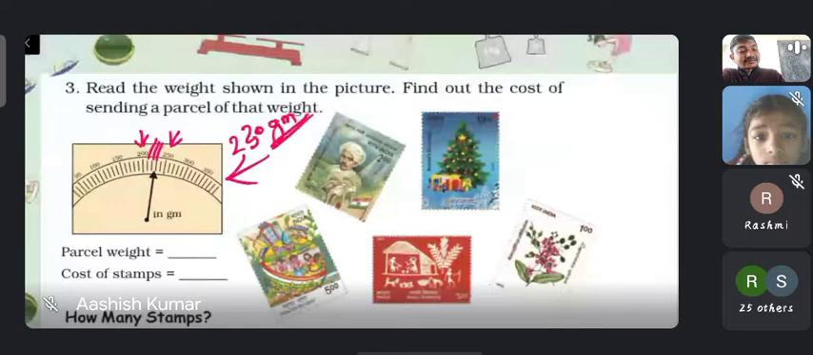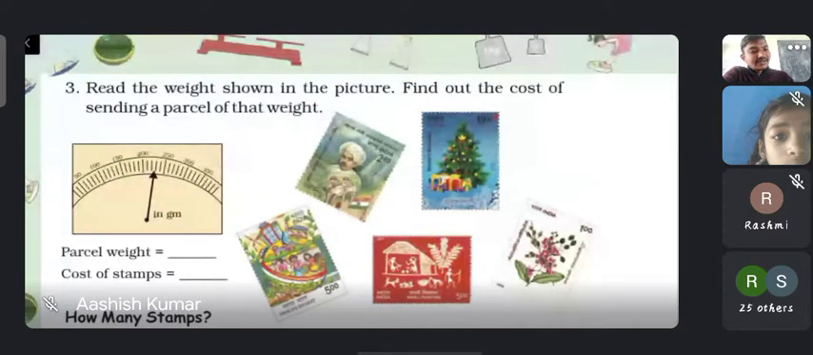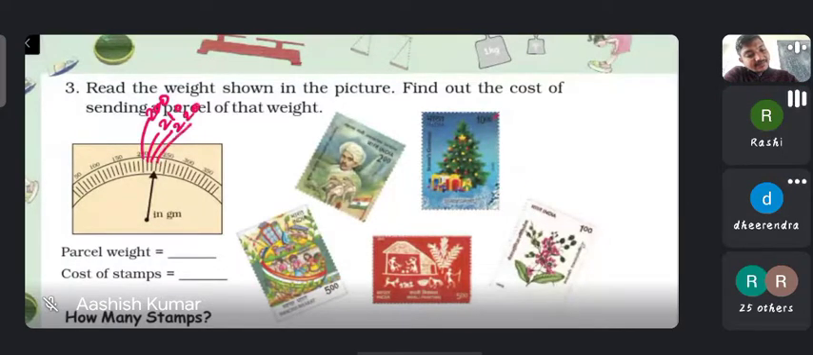The parcel weight is 230. Clearly you can see in the machine it is 230. How can we say? Because it is 200, it is 210, it is 220, then 230.